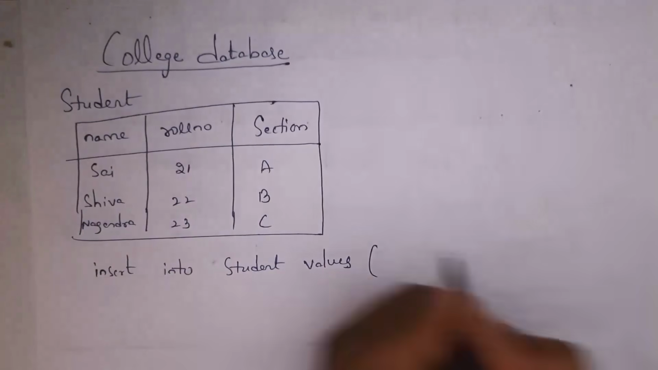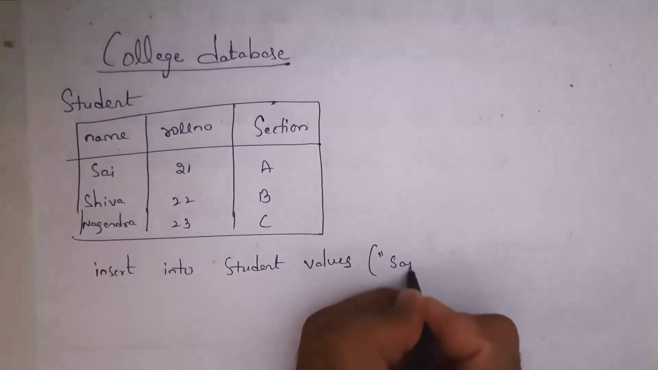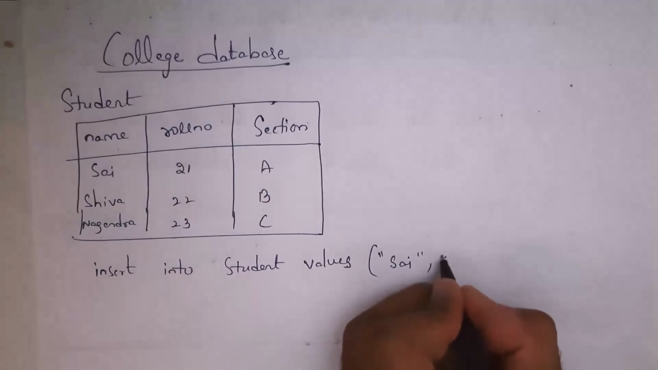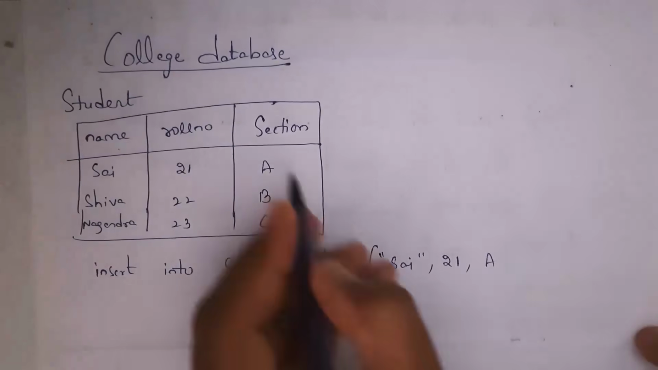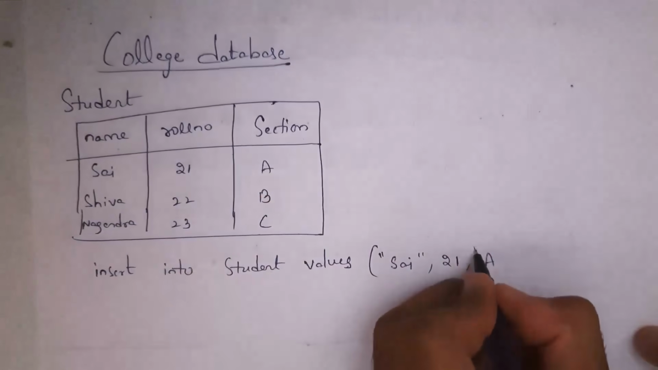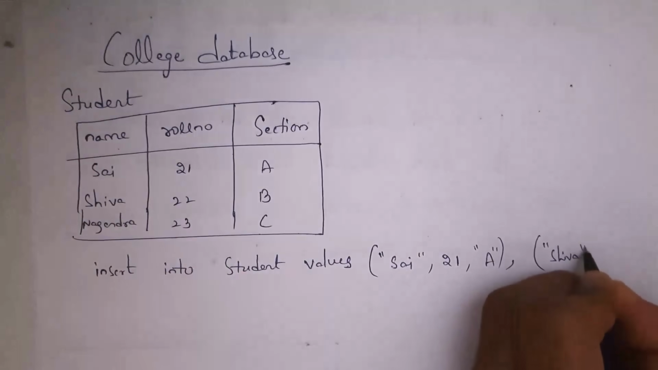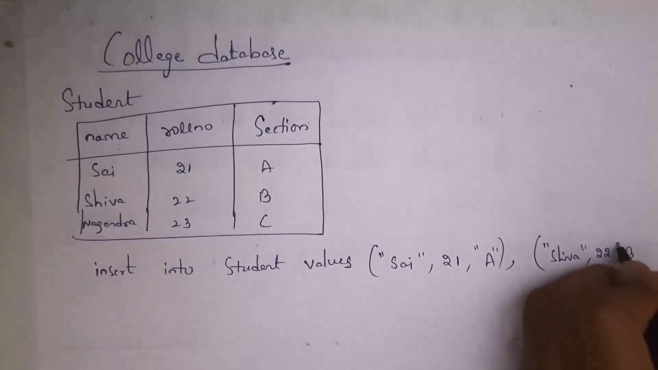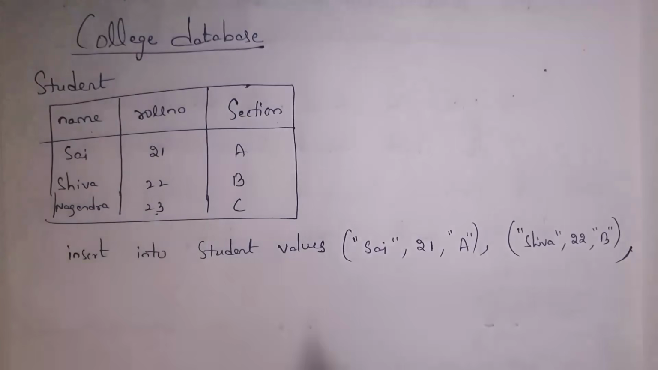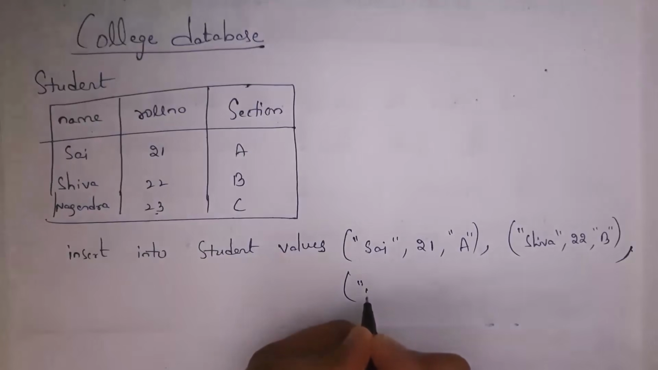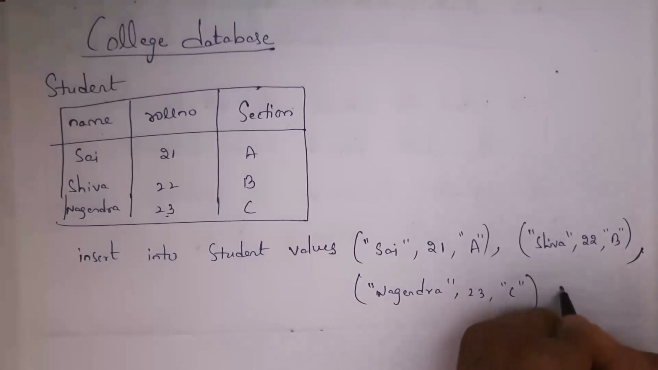So just open bracket, name Sai, where name is varchar data type. So just write Sai in quotations, comma, roll number 21. 21 is integer type. So there is no need of using quotations, just write 21. And section A, where section is varchar data type. So use quotations. Close this bracket, comma. Next record is Shiva. So Shiva in quotations, comma 22, comma section B in quotations. Close bracket, comma. Third record is name Nagendra, roll number 23 and section C. So again open bracket, name Nagendra in quotations, comma 23, comma C in quotations. And close this bracket and give semicolon.